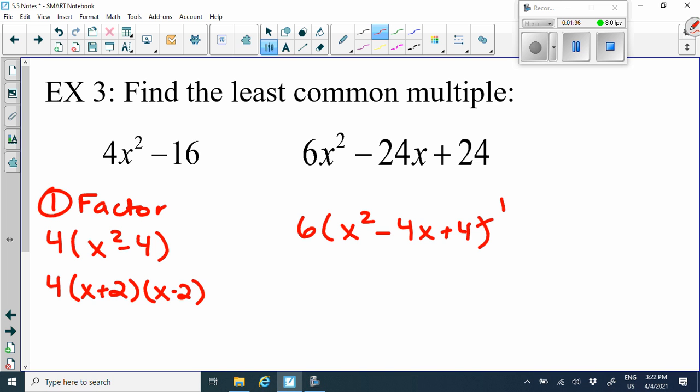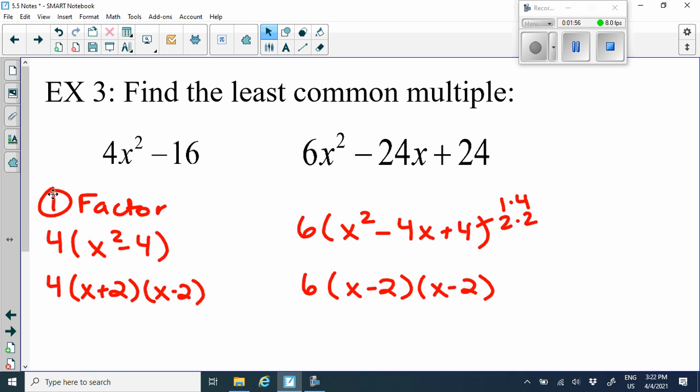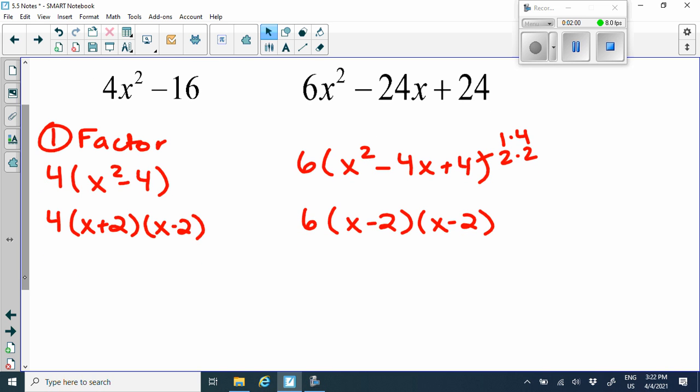So remember that since our a value is 1, all I have to do is look at my constant value and talk about the numbers that multiply. And if I look, well, I know 2 and 2. If I subtract both of them, they will give me that negative 4. So I'm going to bring this 6 back down. Now x minus 2 and x minus 2. Okay, now this is where we need to find the least common multiple.